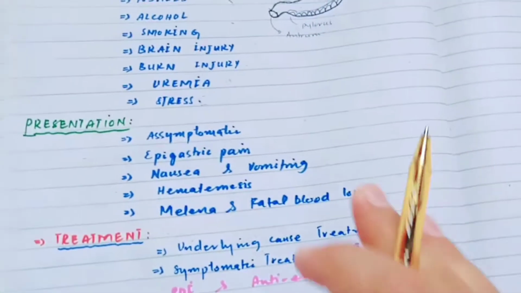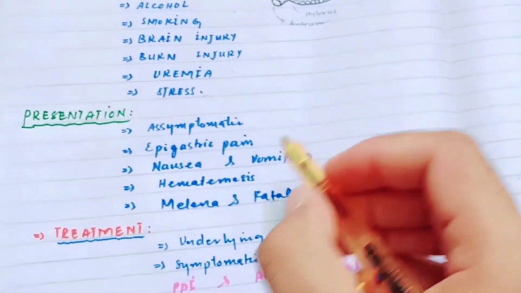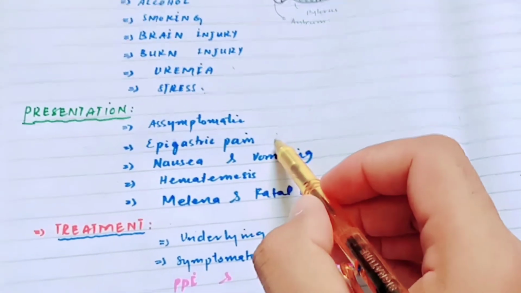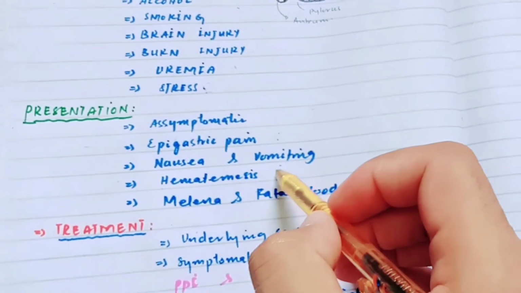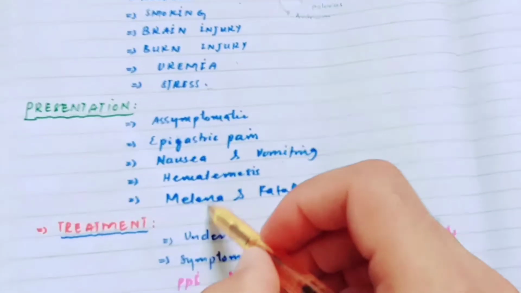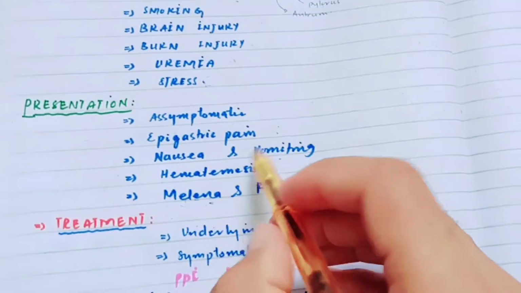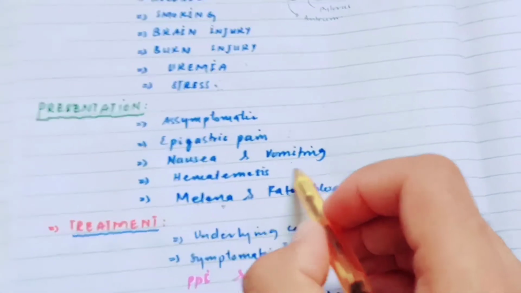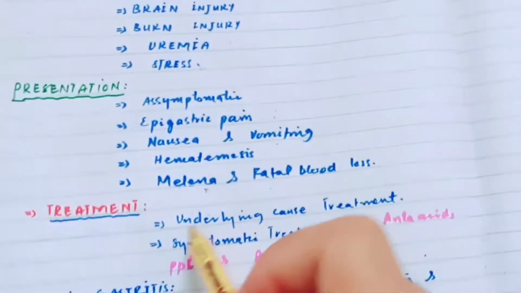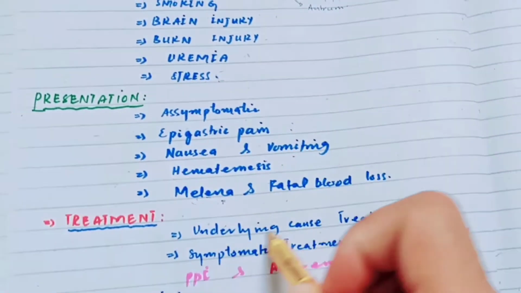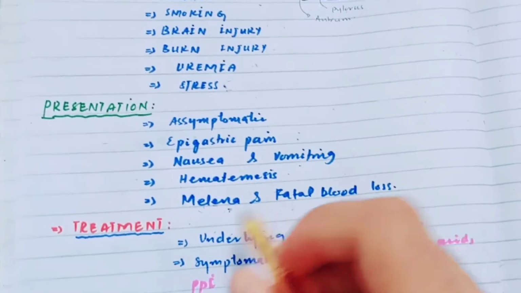So how will the gastritis patient present? In most cases, acute gastritis is asymptomatic, but the patient may present with epigastric pain, nausea and vomiting, hematemesis in which blood is lost in vomiting, melena in which blood is lost in stool, and fatal blood loss. So when there is hematemesis and melena, it will cause blood loss and therefore anemia. The diagnosis can be done by upper GIT endoscopy.